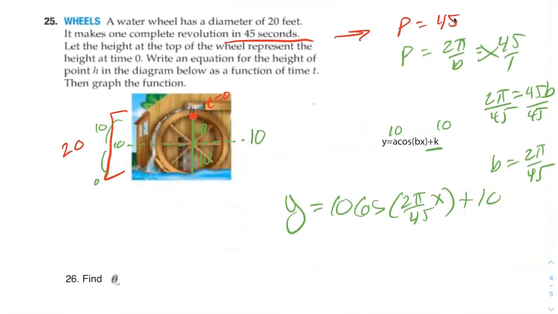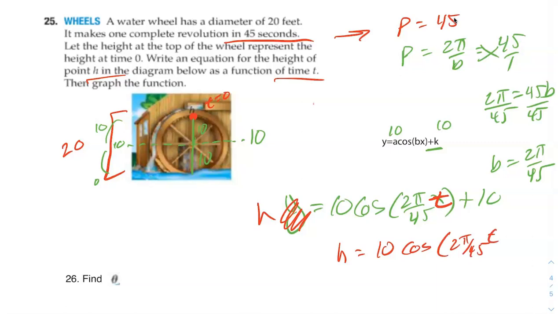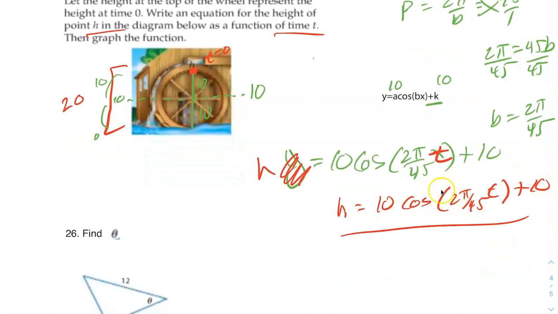They want it in terms of h and t. t is always like the x value. So this should be t and this should be h. The height equals 10 cosine of 2 pi over 45 t plus 10. Would I mark you down if you put x and y? Not really, because you have to just do the problem, but that's the more correct answer.